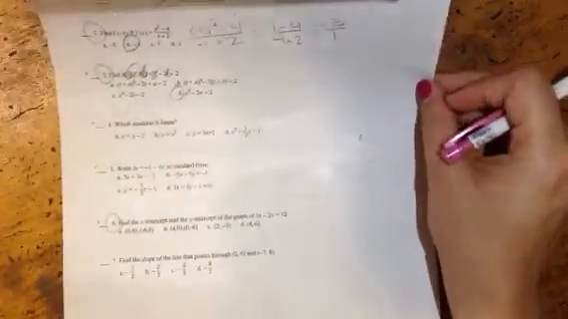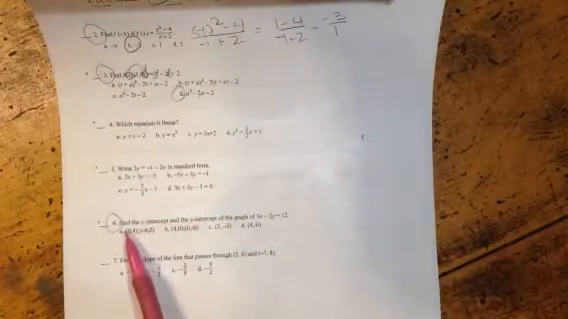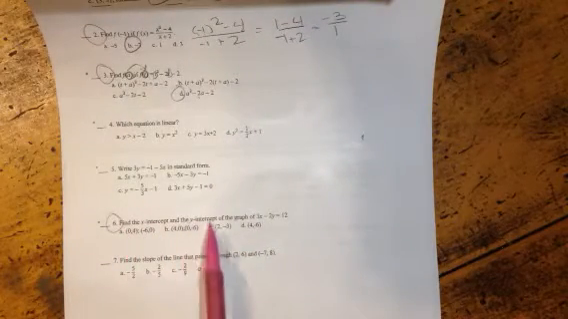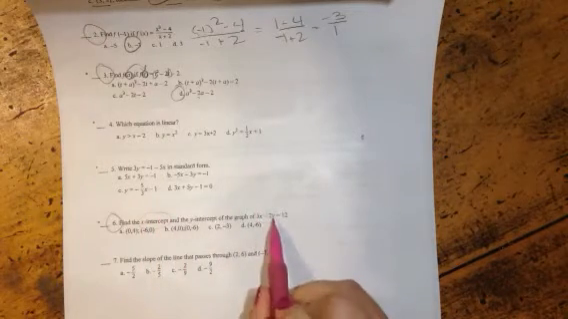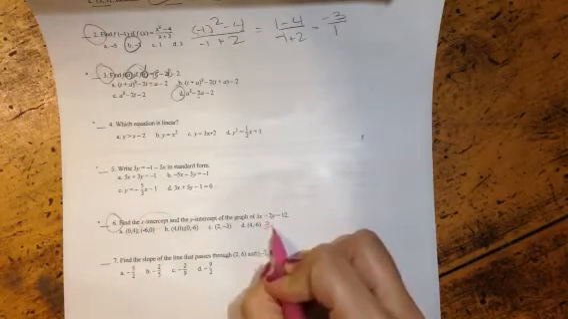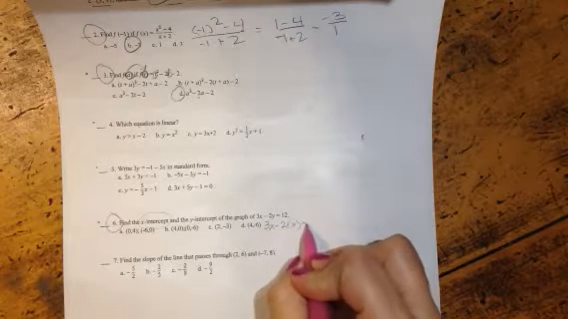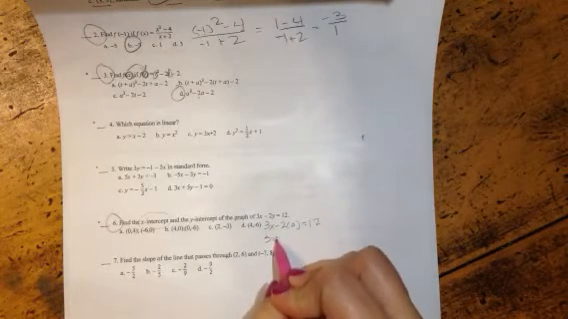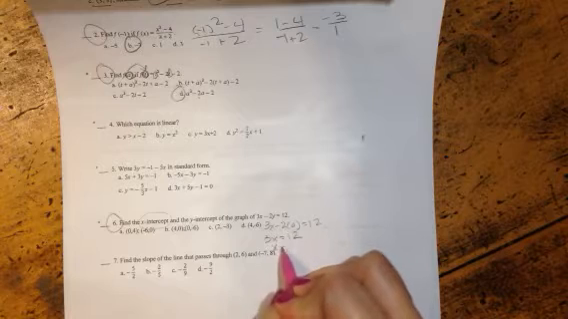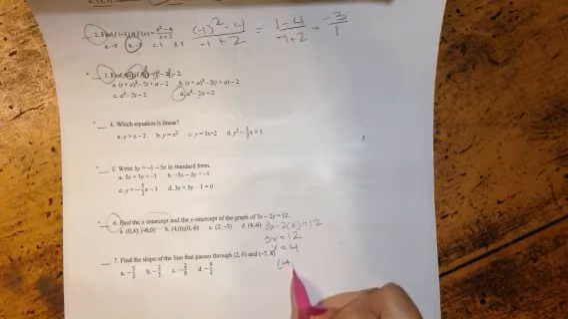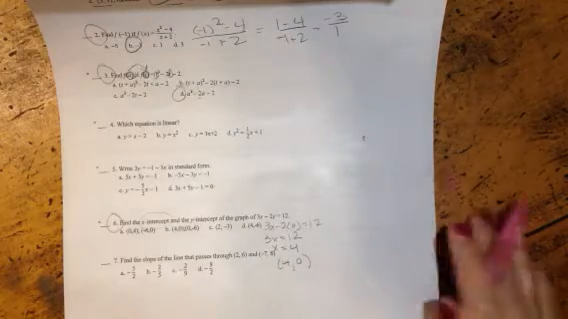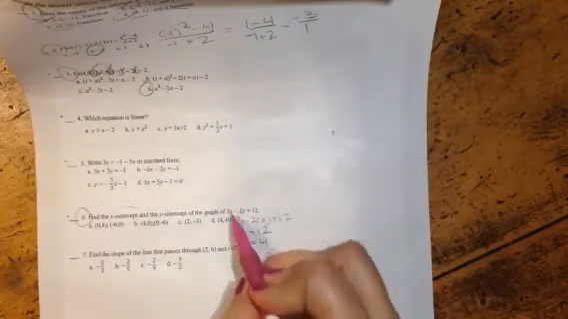Alright. Number 6 says find the x-intercept and the y-intercept. Okay. If I want to find the x-intercept, I'm going to plug in 0 for y. So 3x minus 2 times 0 equals 12. 3x equals 12. x must equal 4. So that's (4, 0).